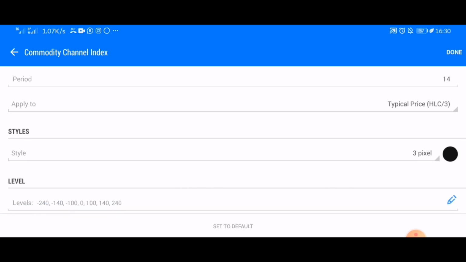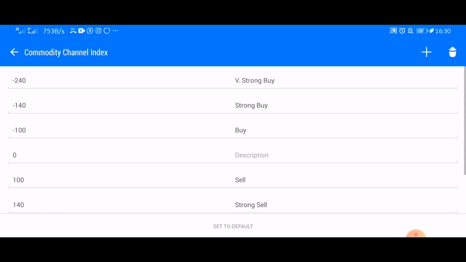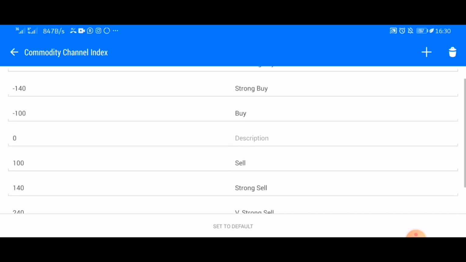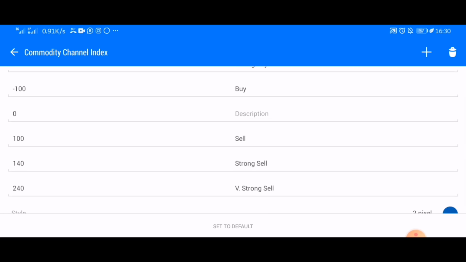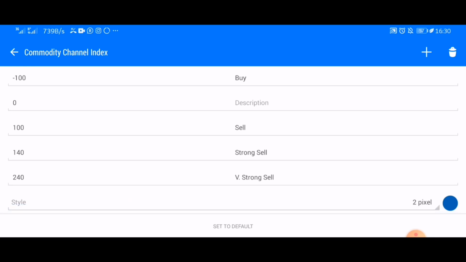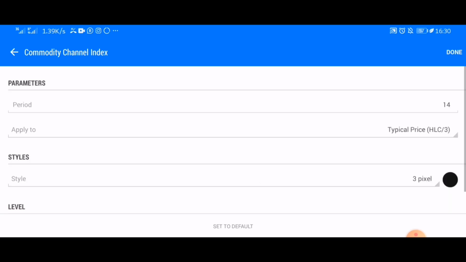The levels for the commodity channel index are minus 240, and you can put in the description very strong buy. Minus 140, you put in the description strong buy. Minus 100, you put buy. Then you have 0, and you have 100, 140, 240, which is sell, strong sell, and very strong sell respectively. Then you're going to put the style 2 pixel dark blue. Now with that done, let's see how the charts look now.